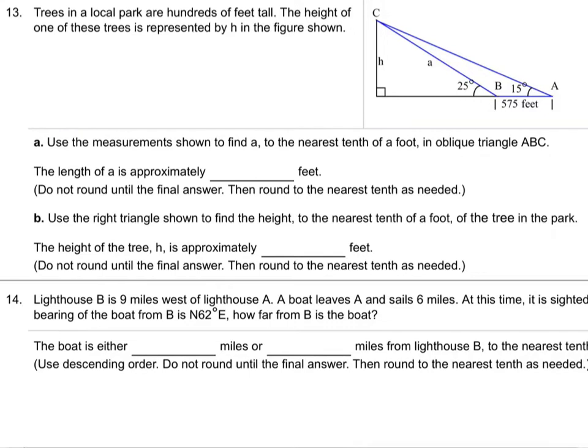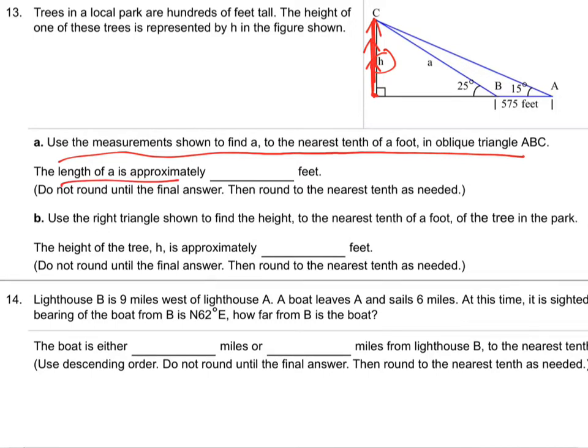Number 13. Trees in a local park are hundreds of feet tall. The height of one of these trees is represented by H in the figure shown. Here's H, this is some tree over here. I'll make it a tree. There we go, there's my best artistic ability. Some kind of tree over there, H. So it says, use the measurements shown to find A.